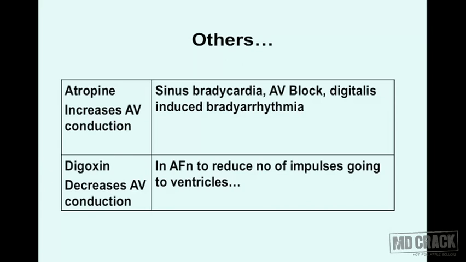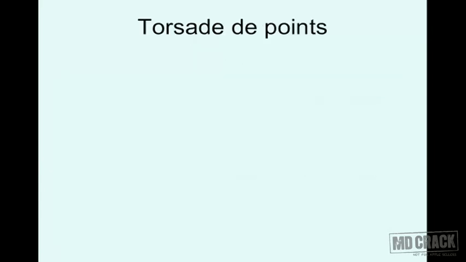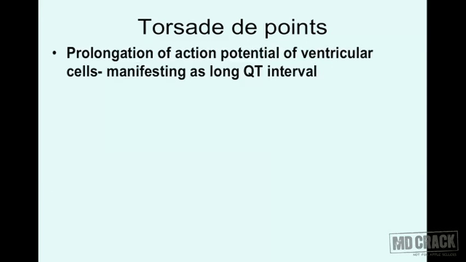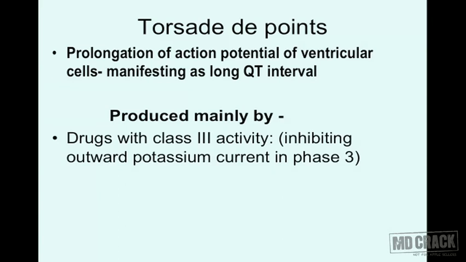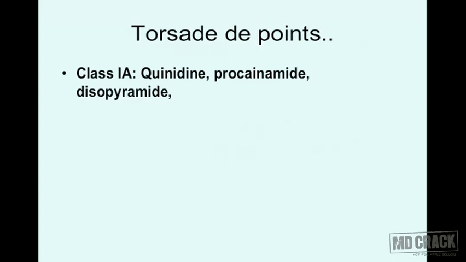So these are some of the other agents, some important agents. Now let's have some word about Torsade point arrhythmia. We spoke a lot about it in the adverse effects. It's prolongation of action potential of ventricular cells, and it manifests as a long QT interval, and it's mainly produced by the drugs with class 3 activity. That's inhibiting the outward potassium current in phase 3. And why is it important? Because it's a life-threatening arrhythmia.